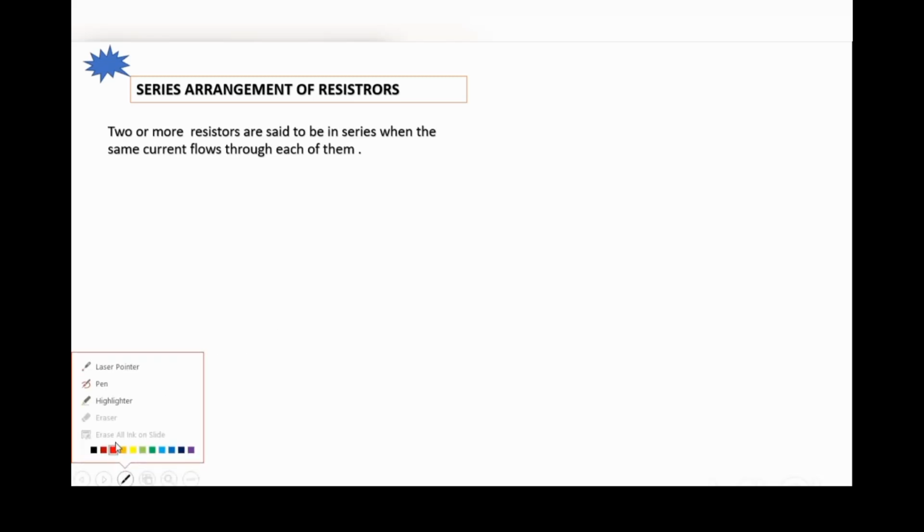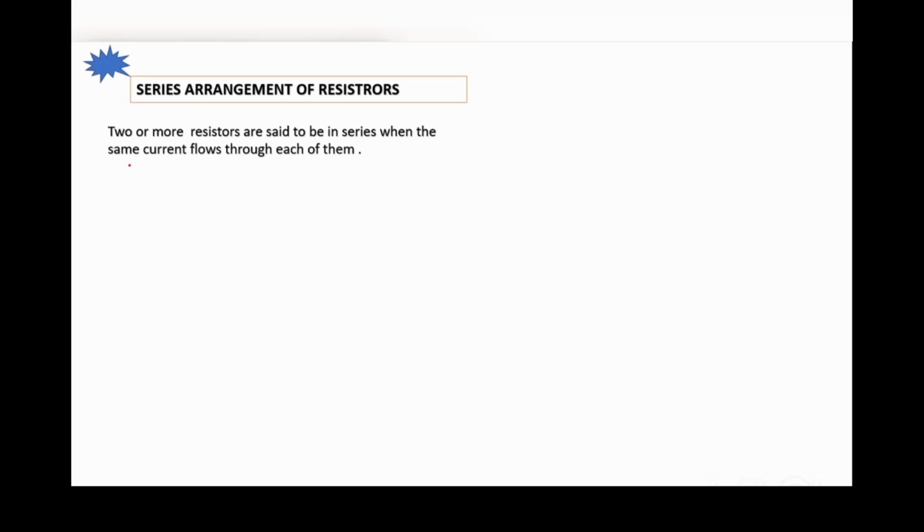So now we're going to talk about something in applied electricity. That is the series arrangement of resistors. When we talk about the series arrangement of resistors, two or more resistors are said to be in series when they have the same current flowing through each of them.